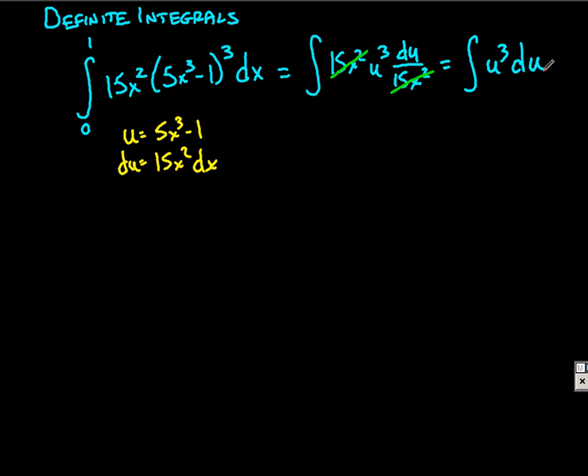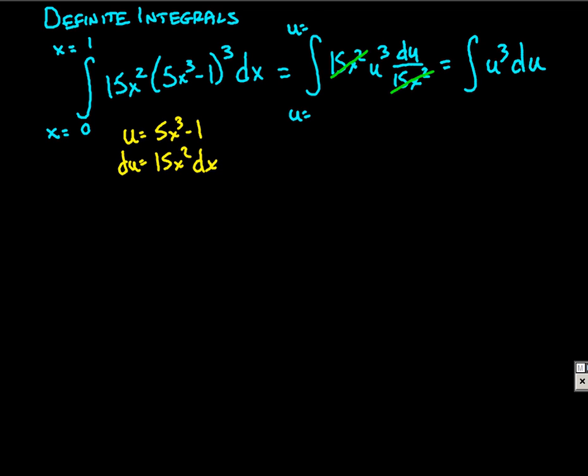Now, here's the thing. We're talking about a definite integral now, from 0 to 1. Well, this is when x was 0 and x was 1. We're not talking in x anymore. We're talking about u. We need to know what u equals now for both of these. So how do we figure that out?